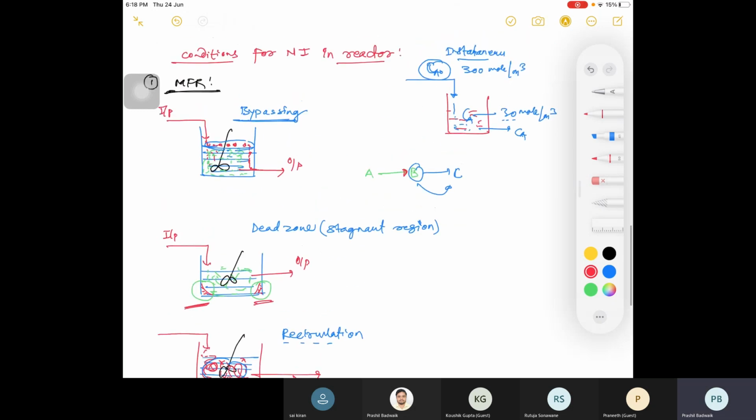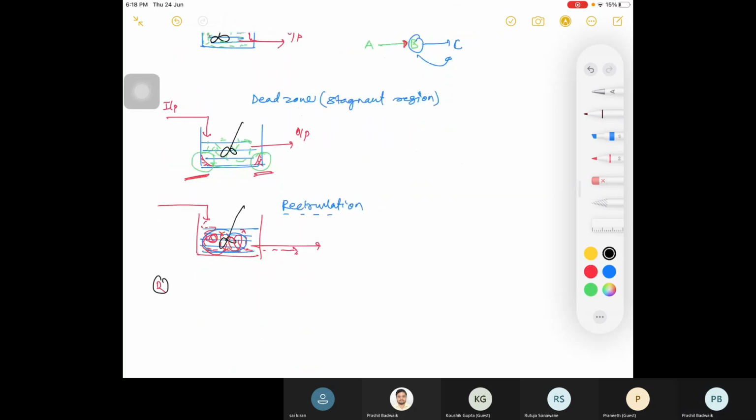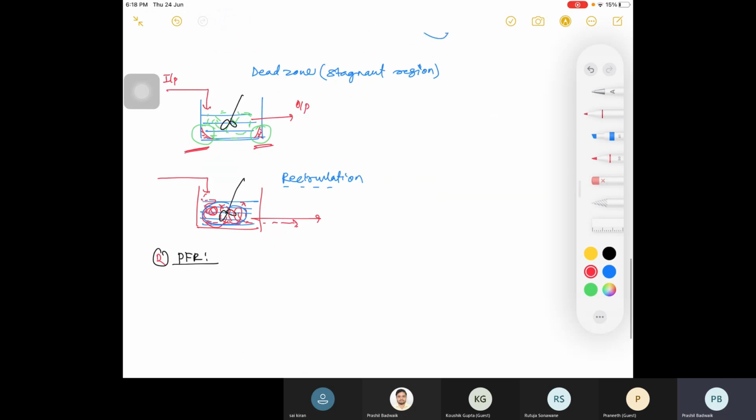Second one is your PFR. Okay, this is your PFR I'm drawing. This is your PFR. This is your inlet stream. This is your outlet stream.